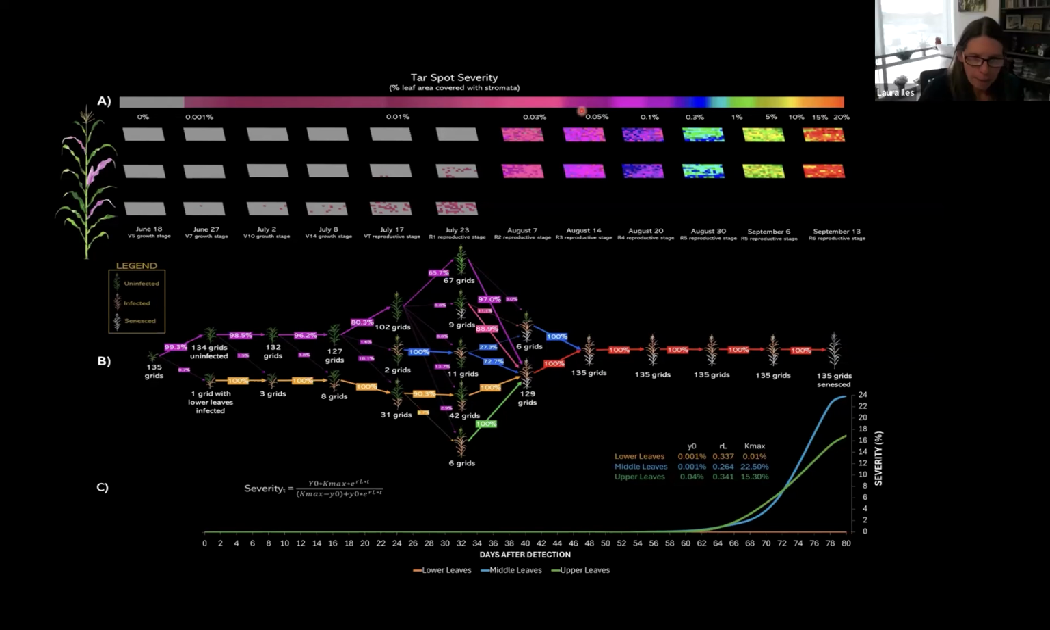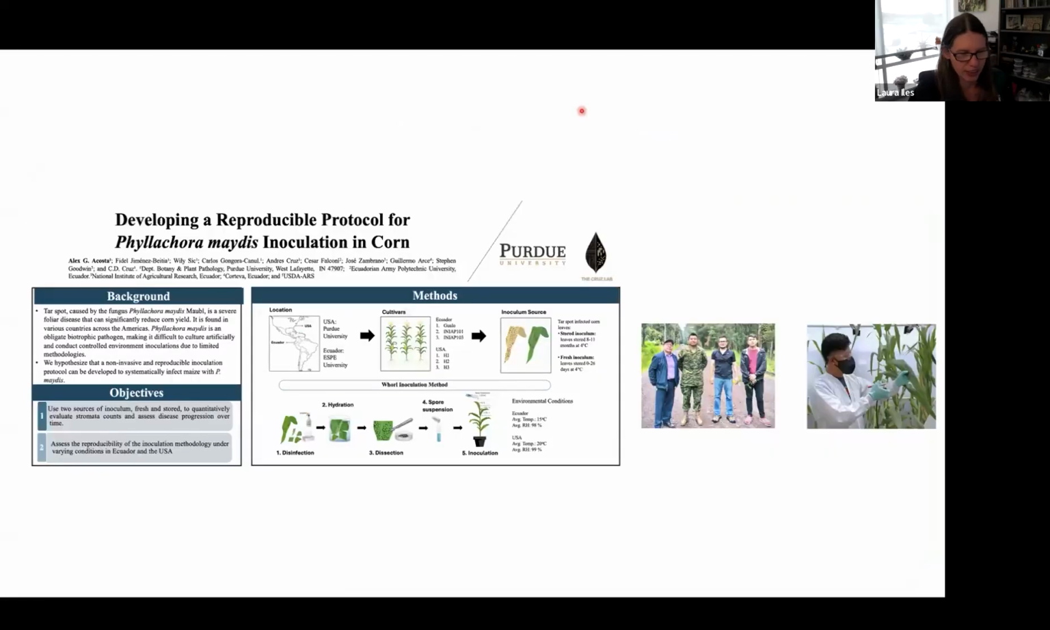Exciting time. I know you mentioned inoculation at the end of your presentation, depending on conditions. So how feasible is it to successfully inoculate tar spot under semi-controlled environments? I know that's a hard part of pathology research, is getting the disease.